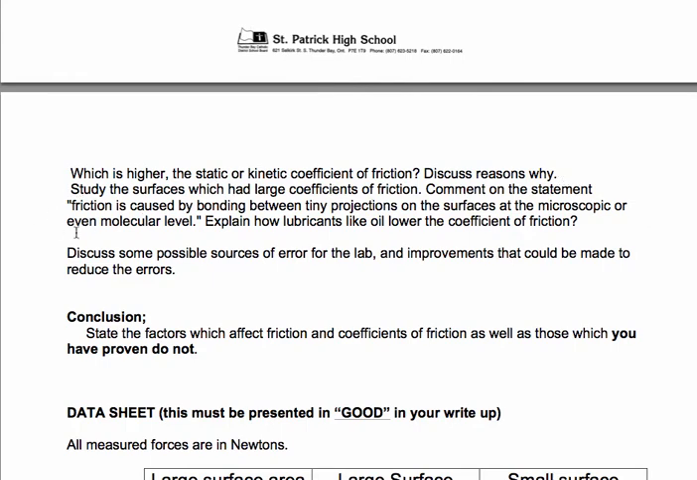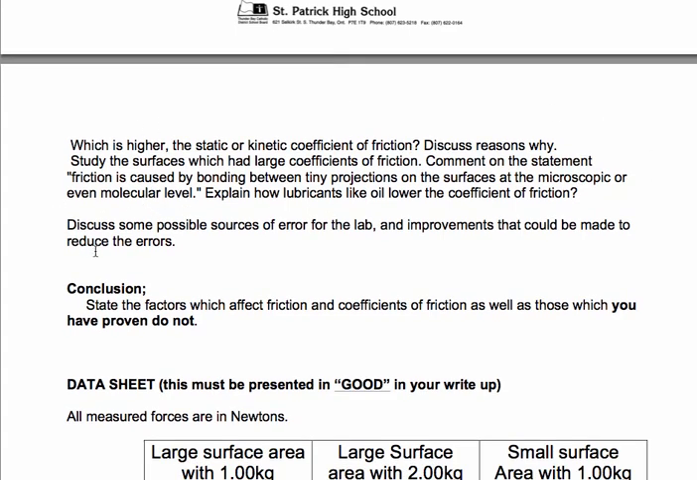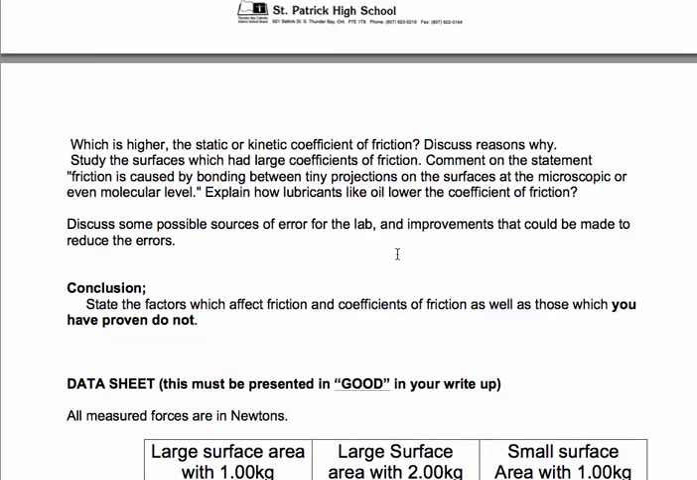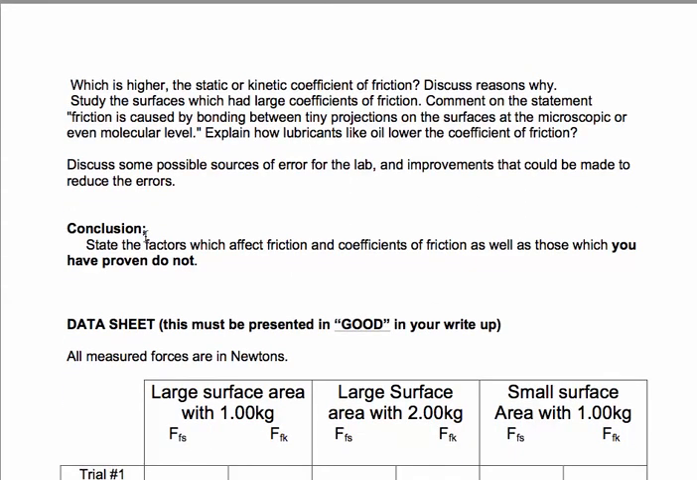Comment on the statement, and there's a statement here. Okay, so comment on that. And explain how lubricants like oil can lower the coefficient of friction. You need to answer all of those questions. Discuss some possible sources of error in the lab and improvements that could be made to reduce the errors. You need to answer that question. Conclusion. You need to answer this conclusion. Okay, this is extremely important. You can't just ignore it.